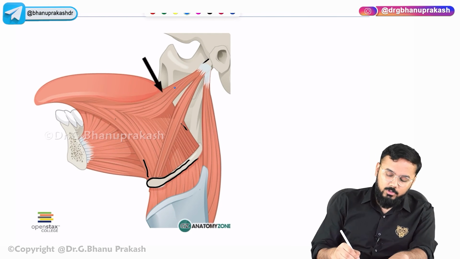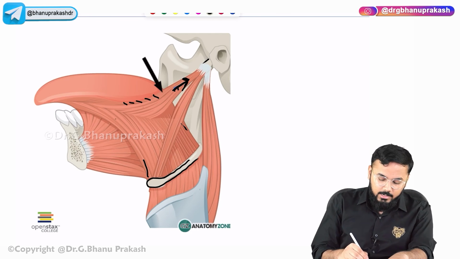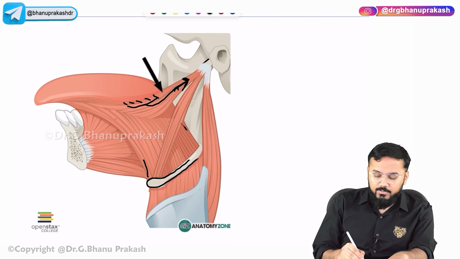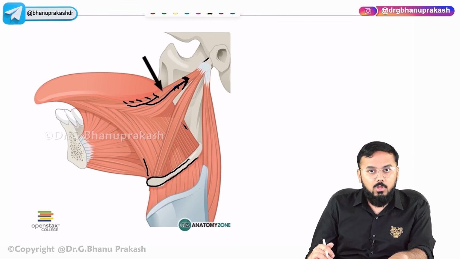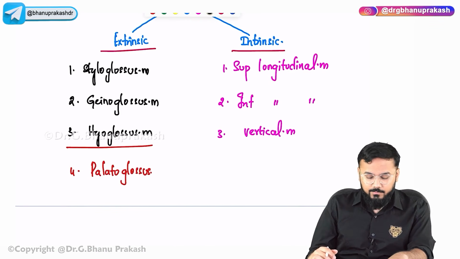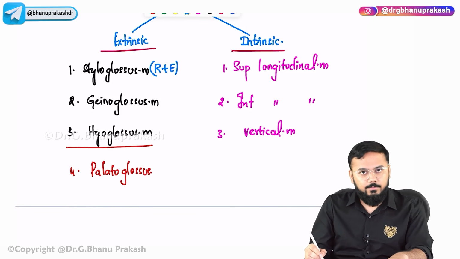Right. Now, this styloglossus muscle, for example, if it will contract, it will pull the tongue back. Yes or no? It is attached to the tongue down. So, it will pull all of this back side. So, it is responsible for a retraction of the tongue. Yes or no? Also, it is responsible for elevation of the tongue. So, it is responsible for retraction plus elevation of the tongue.